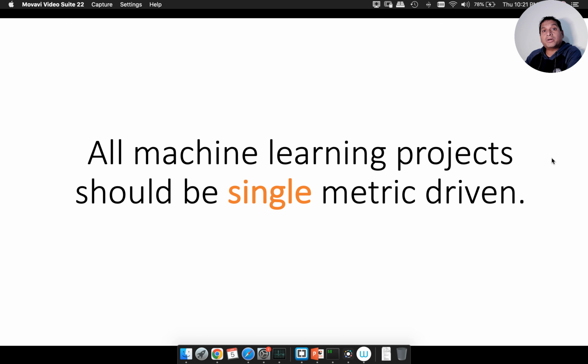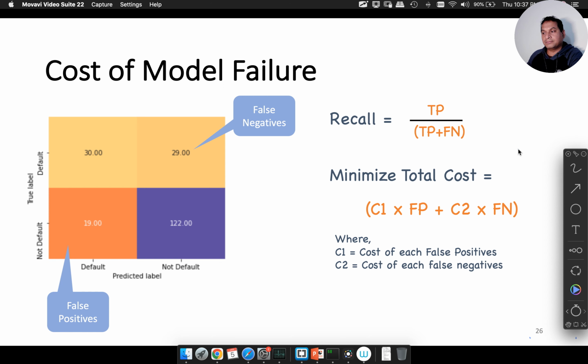One of the most important guidelines is that all machine learning projects should be single metric driven. And that particular metric has to be identified at the time of problem formulation because it drives the complete life cycle of the model development and selection process. So then how do we choose the right metrics? One recommended way is to understand the cost or the risk associated with the model failure.